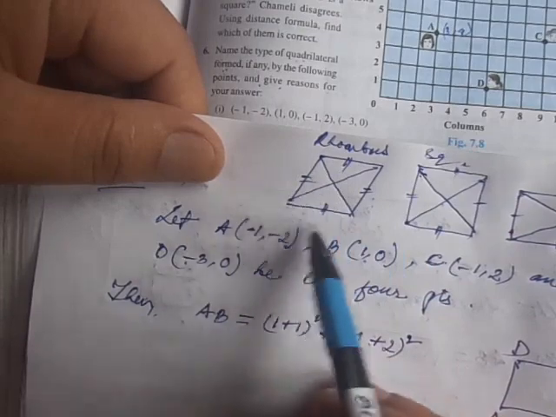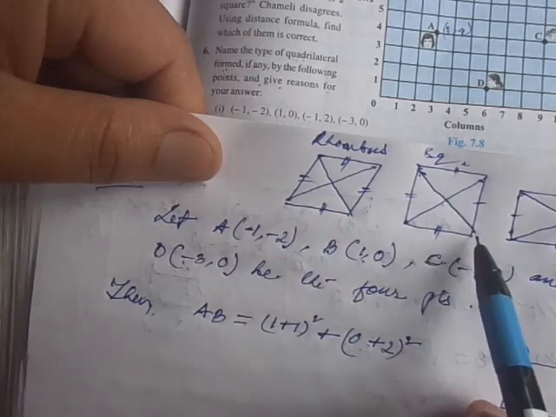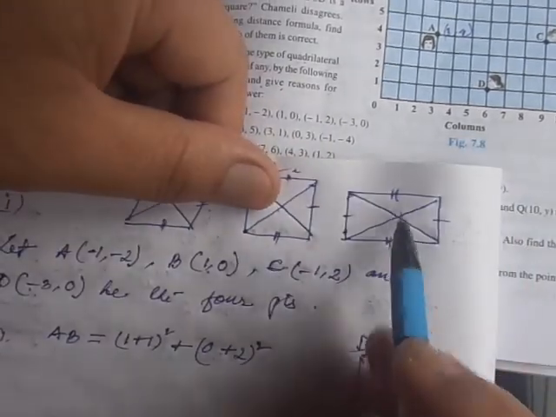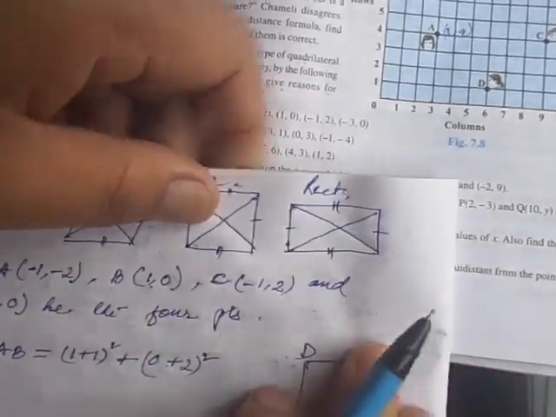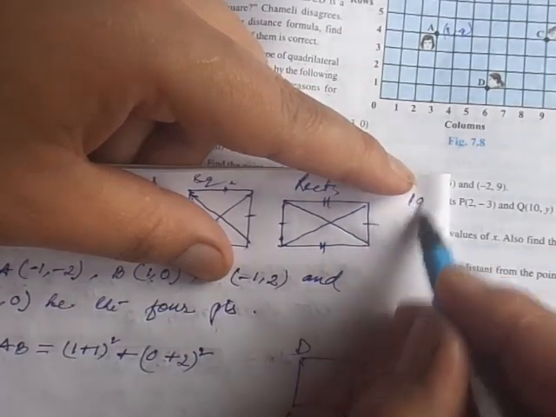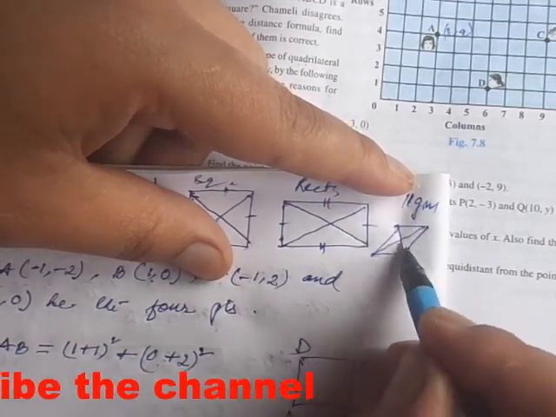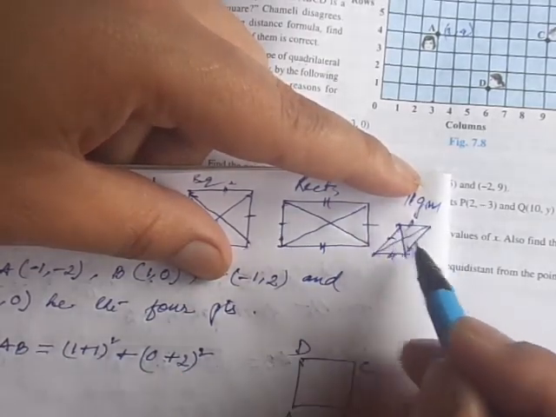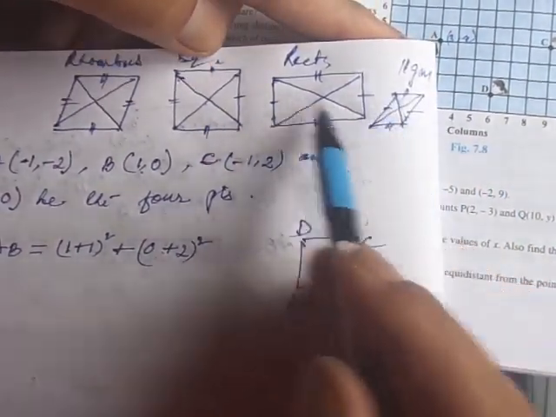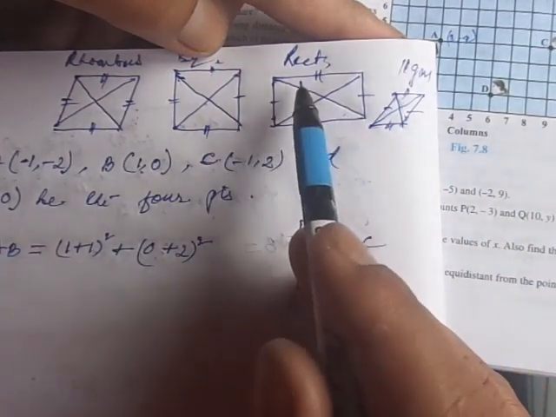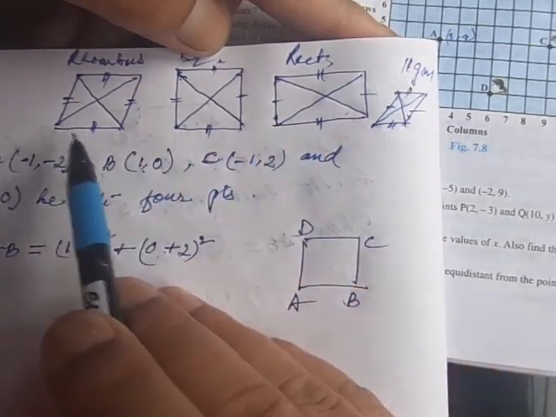For example, if 4 sides are equal and diagonals are not equal, then it is a rhombus. If 4 sides are equal and diagonals are equal, then it is a square. If opposite sides are equal and diagonals are also equal, then it is a rectangle. If diagonals are not equal, then it will be a parallelogram. For example, like this, the 2 diagonals are not equal, these opposite sides are equal, and diagonals are not equal. In that case, it is a parallelogram. If diagonals are equal and opposite sides are equal, then it is a rectangle. So to check what type of quadrilateral it forms, we need to find the 4 sides and 2 diagonals.